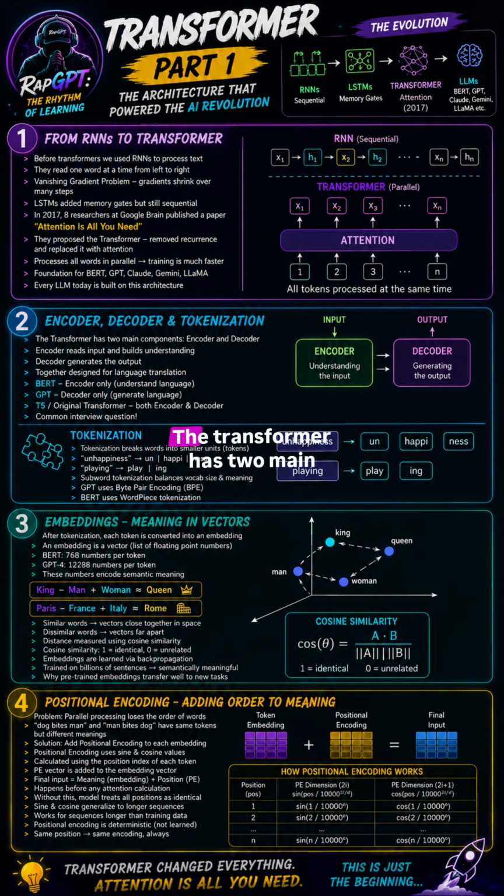The transformer has 2 main components called encoder and decoder. The encoder reads the input and builds a deep understanding of it. The decoder takes that understanding and generates the output. Together they were originally designed for language translation tasks.